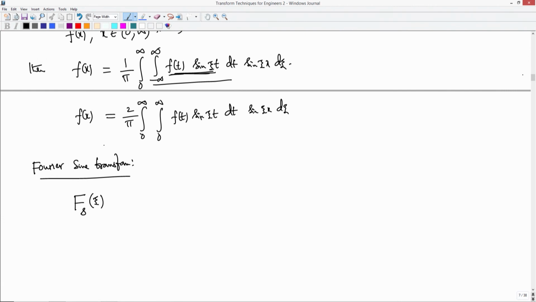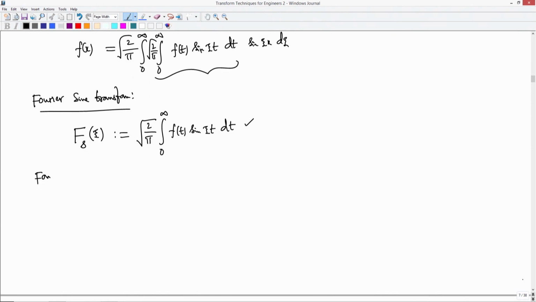This transform is over a signal f(x) defined over 0 to infinity. By definition, we split the 2 by pi into root 2 pi times root 2 pi, and put 1 by root 2 pi here. So you can take as our definition f_s(xi) equals root of 2 by pi, integral from 0 to infinity of f(t) sin(xi t) dt. This is your Fourier sine transform, and next the inverse Fourier sine transform.